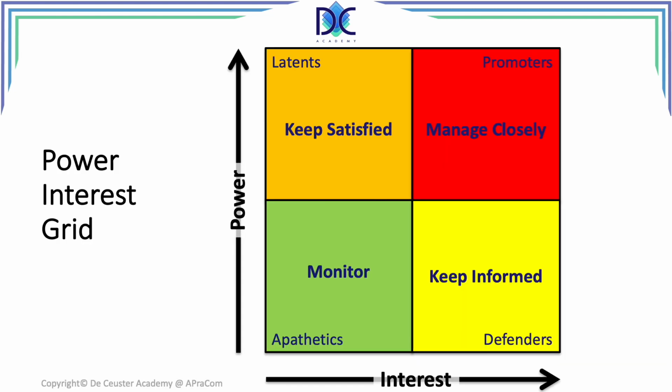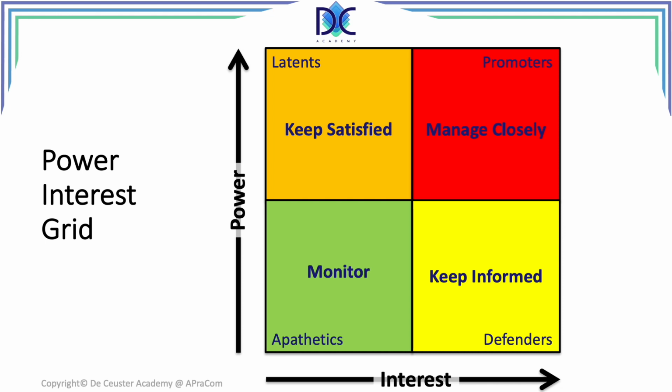Now, when we look at the power interest grids, there are different grids that exist. We have on the x-axis the interest and on the y-axis the power. When the interest is high and the power is high, we call them the promoters, and those are the people we have to manage closely.